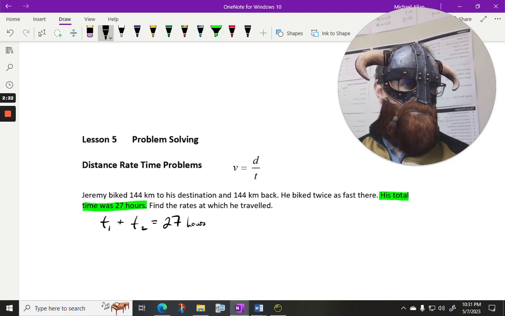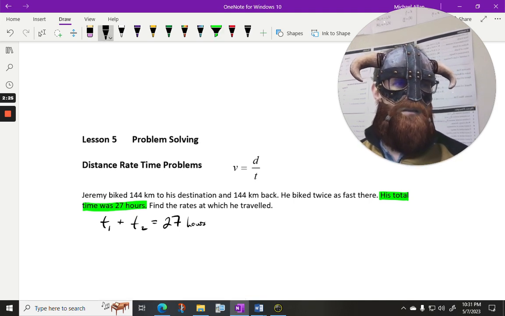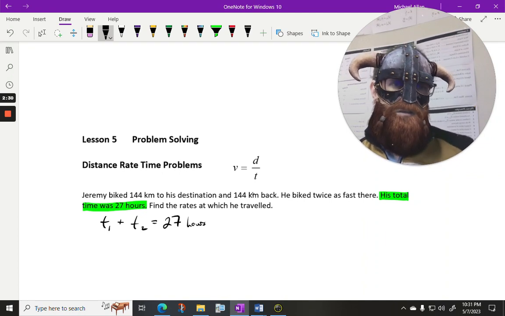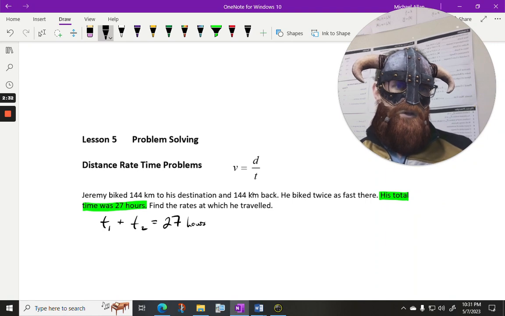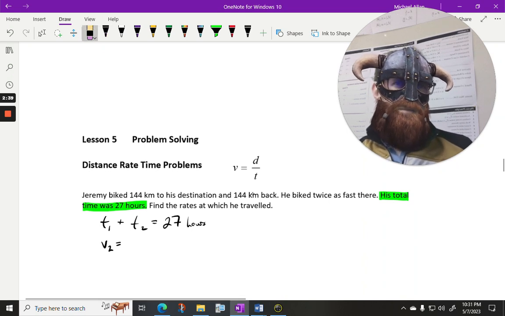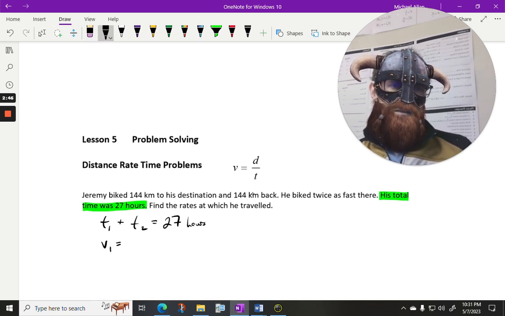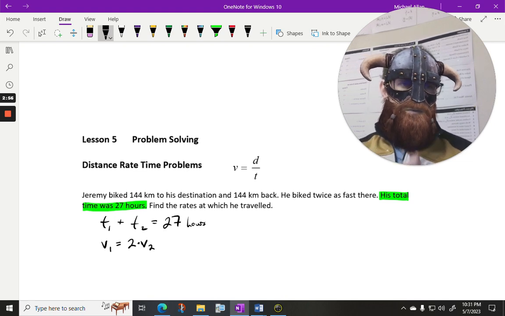I also know that he bikes twice as fast there. So he's going fast, but then he slows down. So let's say V1 is there, and that's faster than coming back. It also says twice as fast, so that's going to be 2 times the other speed. So let's call that V2. That's what we know so far.